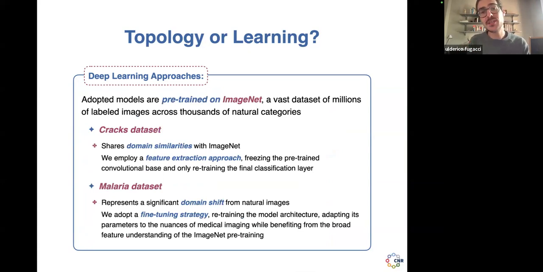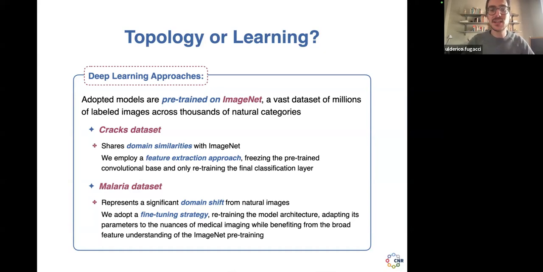In the case of deep learning approaches, we pre-train these models on ImageNet, which is a very large library of images of various natural categories. If I'm not wrong, the size of this library is more than 14 million images, so it's a pretty rich dataset. And we apply 2 different strategies for the 2 different datasets. Since there is a certain domain similarity between the images of ImageNet and the Cracks dataset, we decided to freeze the pre-trained layers, and we just retrain the final classification layer of those models.